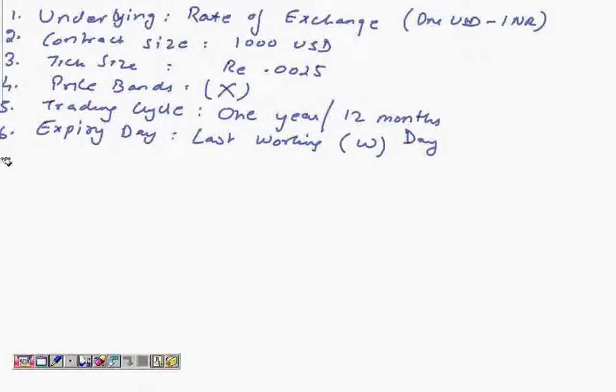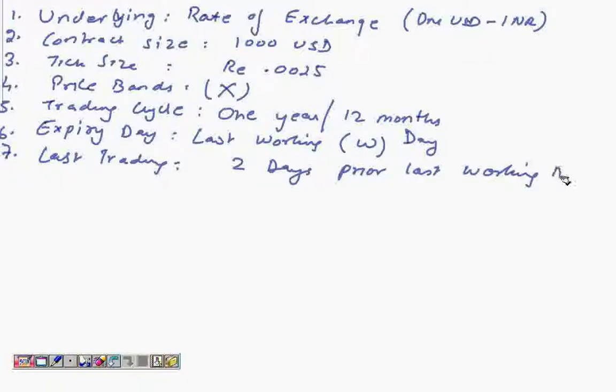Let's also have a look at the last trading day. The last trading day, I'm quite sure you remember, is 2 days prior to the last working day, which I say 2 DPW. It's 2 days prior to the last working day, right? Let's have a look further at the settlement basis.